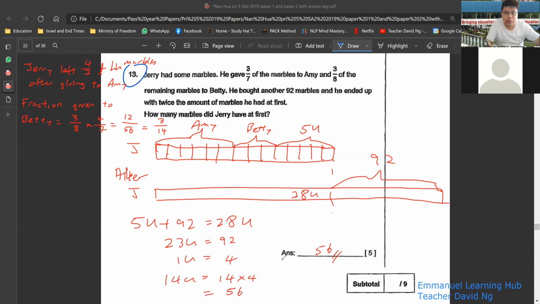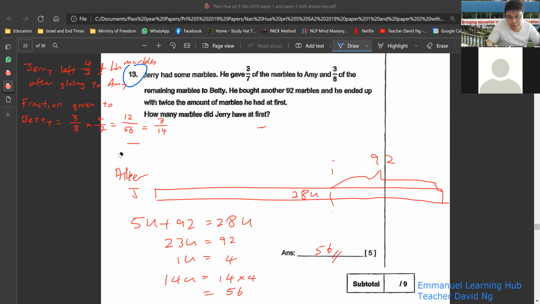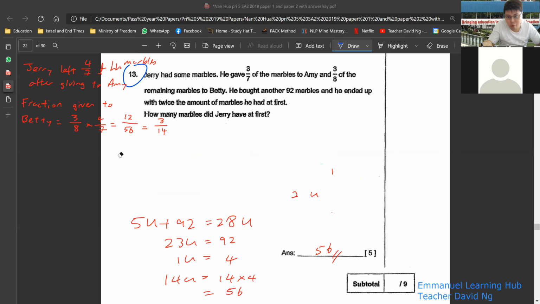Any question? Let's say you prefer model, you can draw model. If you prefer not to draw model, then you don't draw model. It depends on which one you're more comfortable with.